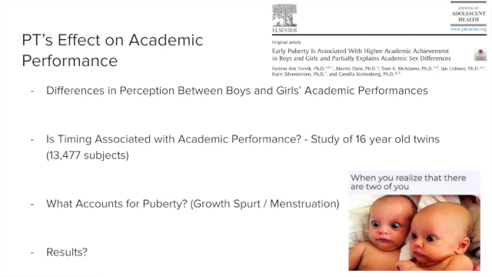So they took 16-year-old twins. Now, 16 years old probably accounts for the fact that puberty has probably already started. It's very rare that you'll find a 16-year-old who has not already begun puberty. And there were 13,477 of these 16-year-olds. What they did was they tracked the timing when puberty started. So that could be a growth spurt. It could be menstruation. And what they found was that over half of the academic differences between the sexes was associated with the differences in the timing of puberty.